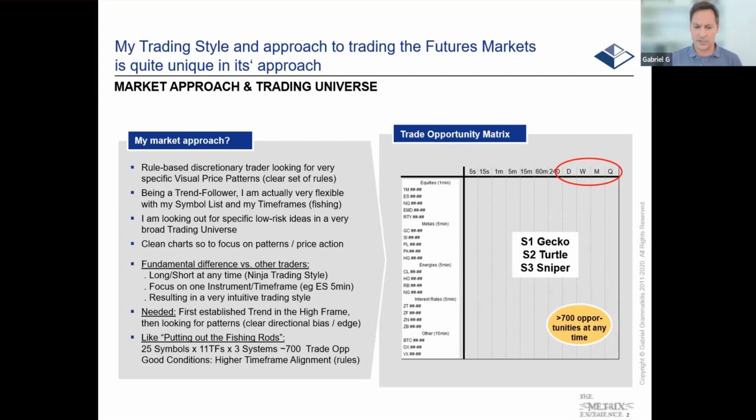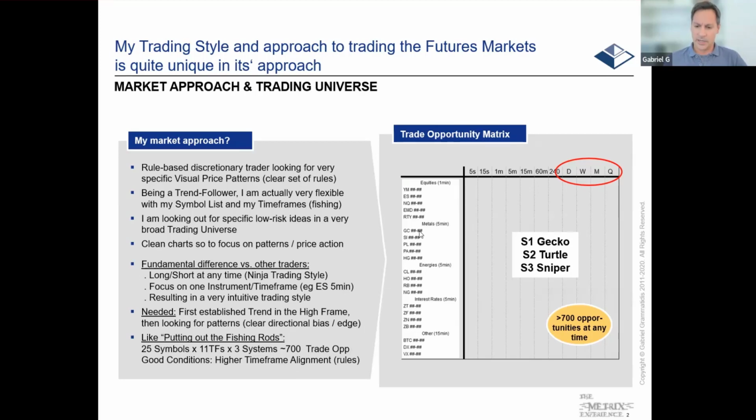Making a metaphor here, it's like the ocean, right? We're looking for 3 fish. So these are the 3 fish in the big ocean. We're kind of putting out the fishing rods. And whenever a pattern comes up that is of high quality, well, that's what we do, right? We get 700 trade opportunities, more or less, at any given time.